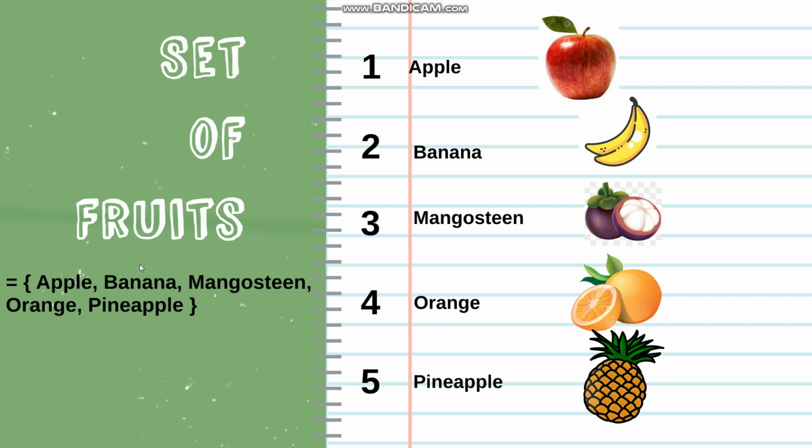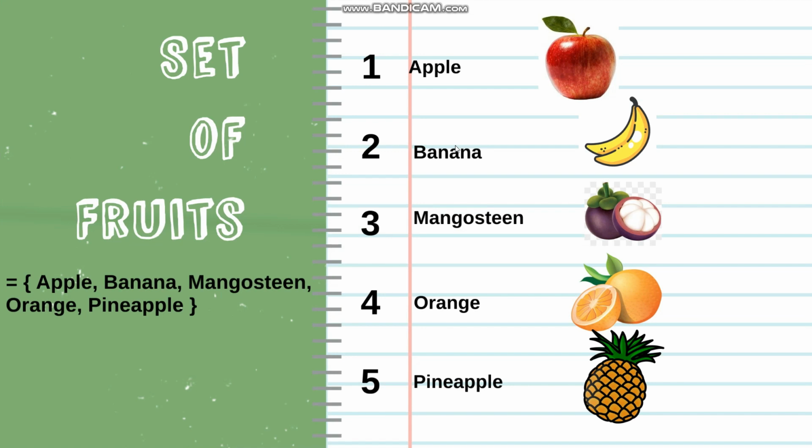Now take note, as you can see here on our set of fruits, apple, banana, mangosteen, orange, and pineapple are our elements. They are elements that share a common characteristic. And what is that common characteristic? They are fruits. How could we say that this set is a well-defined set? It's because the elements have a common characteristic, therefore this set is a well-defined set.